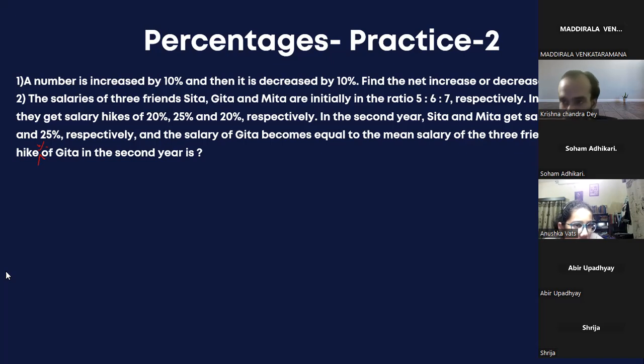Sir, what is the meaning of salary hikes? Salary means whatever salary you get. Which part are you asking? The hike, this part. No, sir, in the second line. Salary hike means the salary that he gets increases. Hike means increase. Hike means increase. Abir, is it decrease or increase? Decrease. Yes, perfect.